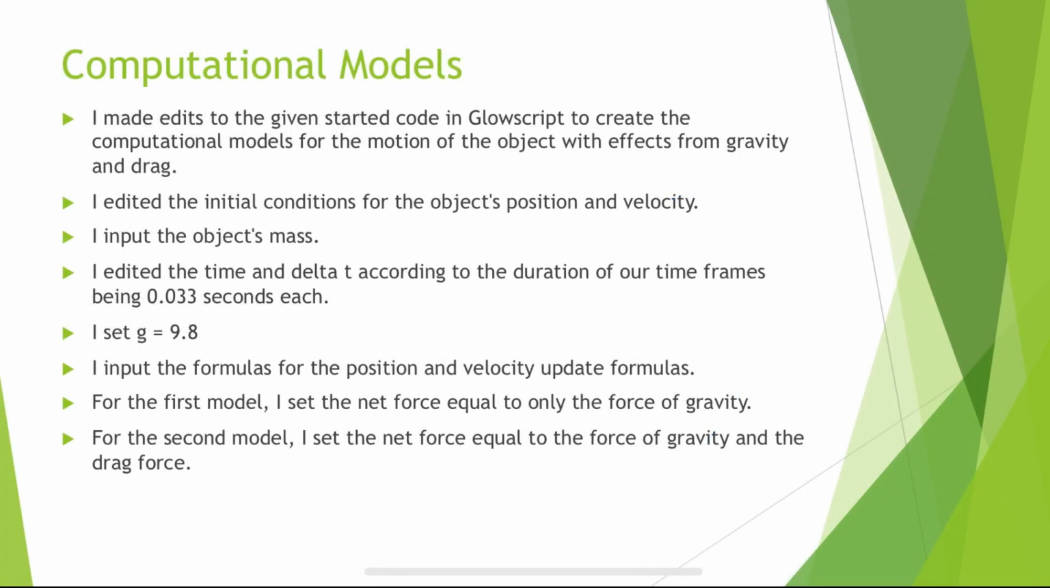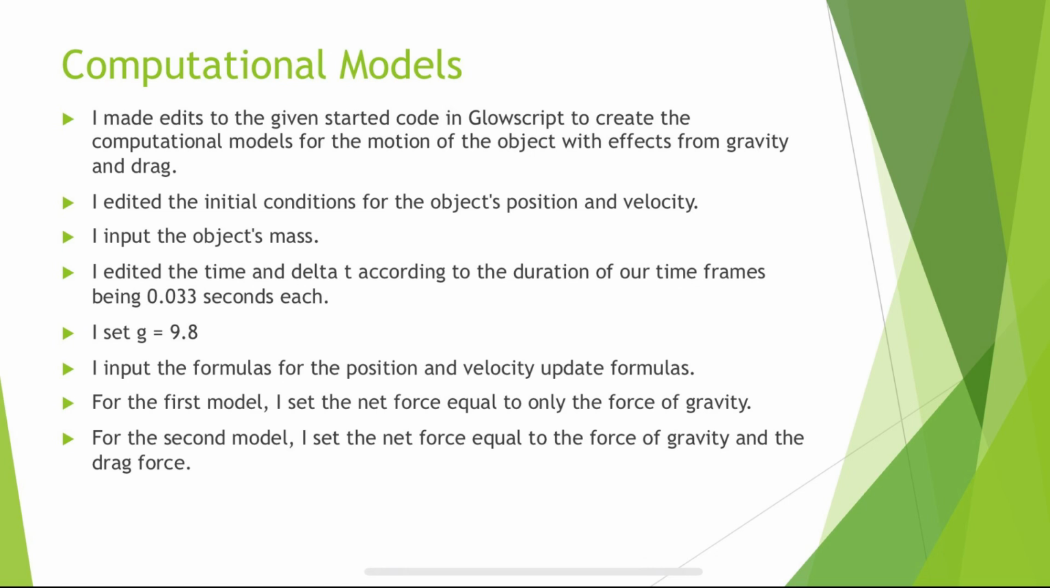I made edits to the given starter code in GlowScript to create the computational models for the motion of the object with effects from gravity and drag. I added the initial conditions for the object's position and velocity. I input the object's mass. I edited the time in delta t according to the duration of our time frames, being 0.033 seconds each. I set g equals to 9.8. I input the formulas for the position and velocity update formulas.